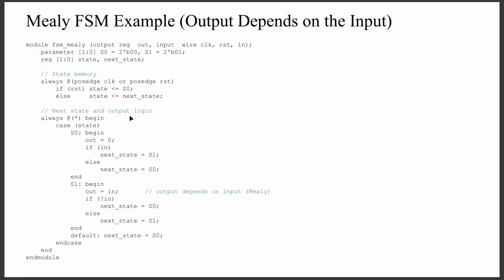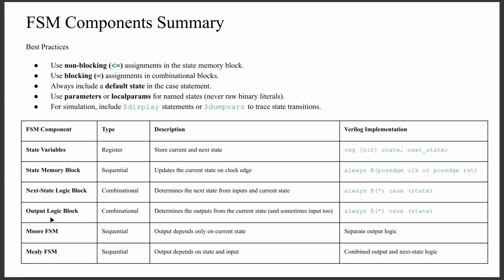The next state and output logic. Always at any change, if we're in state 0, we begin, out is set equal to 0. If in is 1, the next state is S1, else the next state is S0. And if we're in the S1 state, we set out equal to in. If in is 0, the next state is equal to S0, else the next state is equal to S1, and in the default the next state should be just S0.